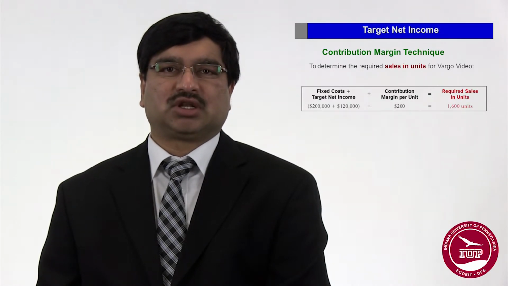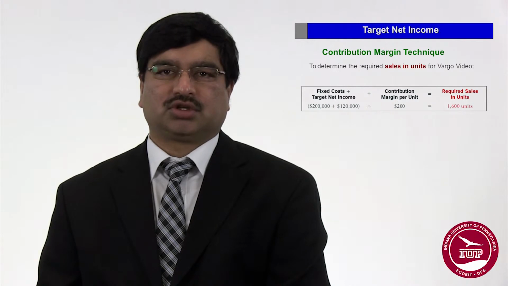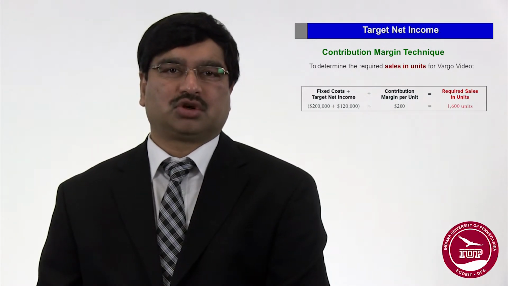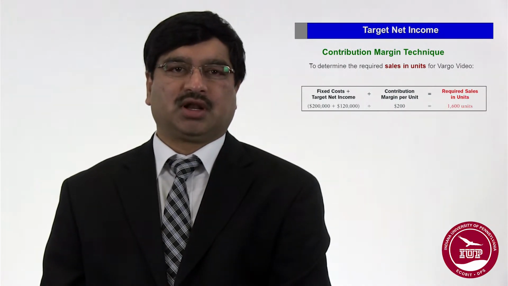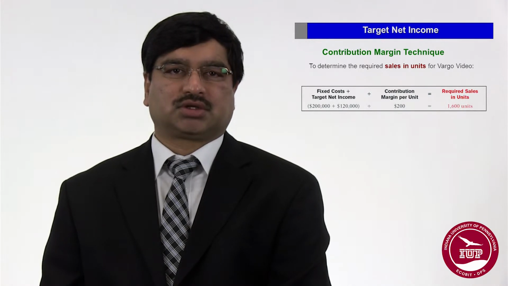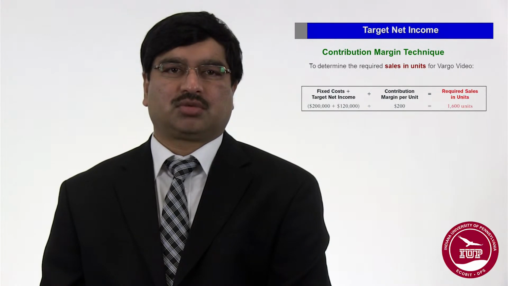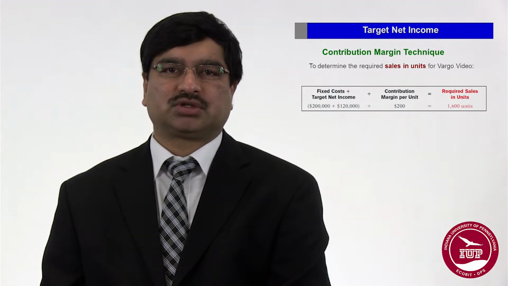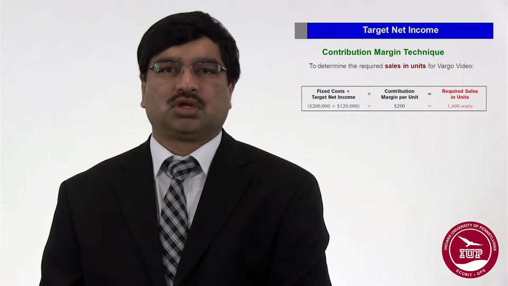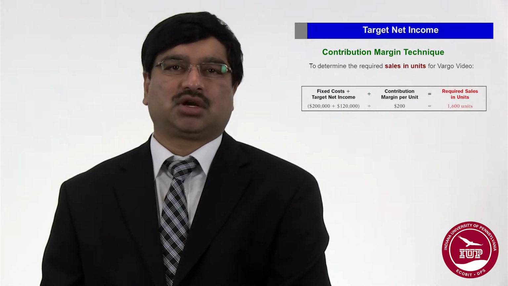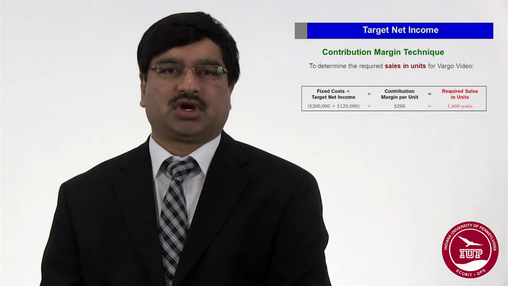In case you want to achieve a certain amount of net income, because businesses are there not to make zero profit but to earn a certain amount of income, our formula gets modified a little bit, and to the fixed cost, you add a target net income, which in break-even point is zero. If you have a target income of $120,000, you add that to the fixed cost, divide by the contribution margin of $200 per unit, and you get required sales of 1,600 units. So you need to sell 1,600 units to make the targeted profit of $120,000.